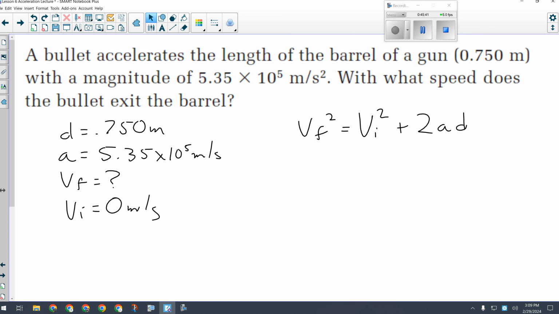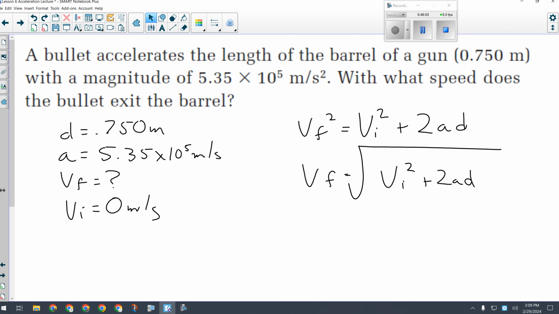Right? All I have to do, well actually I do have to do one little tiny bit of algebra. This solves for VF squared. What do I want? Just VF. So if I want to solve for VF, then I just have to square root the other side. Okay? And then I'll get VF regular.